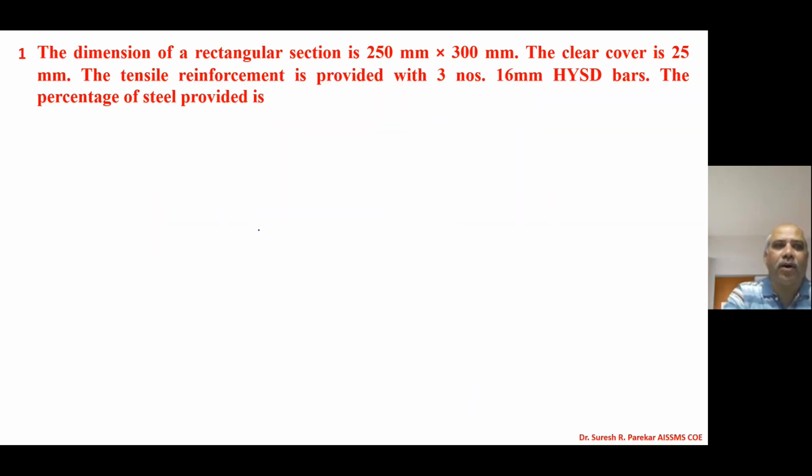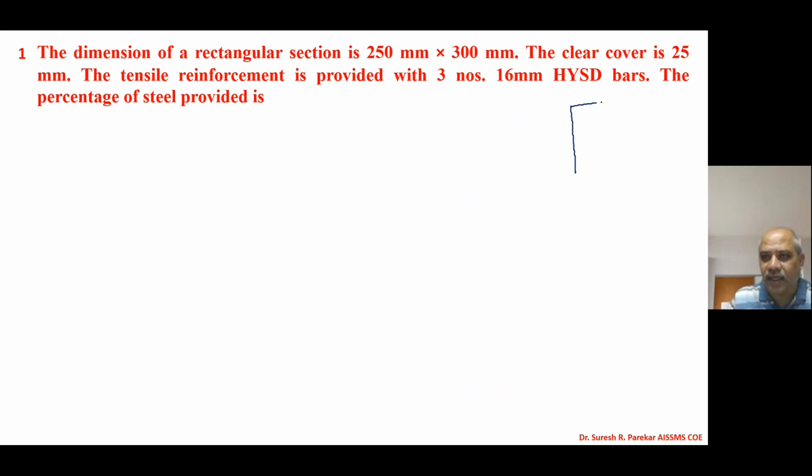Now we will go with the problem. First we have the dimensions of a rectangular beam. I have mostly solved all the problems which are in our question bank. We have 250 by 300, clear cover 25, and 3 bars of 16. So try to understand this.